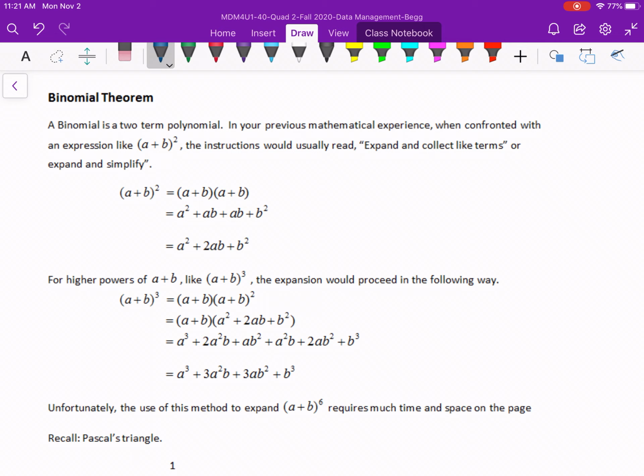So, what's the binomial theorem? Well, first of all, remember the binomial is a two-term polynomial. So it's always going to have those two terms. That's how we recognize it. In previous math courses, when you're confronted with expressions like (a + b)², instructions would usually read expand and collect like terms, or expand and simplify.